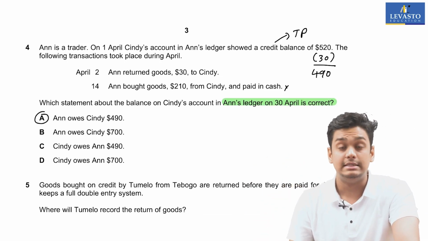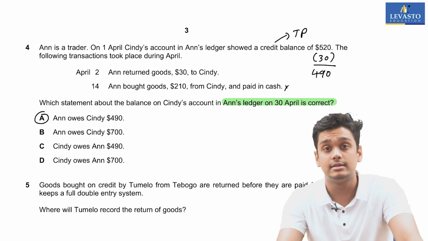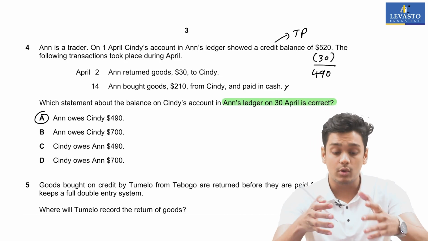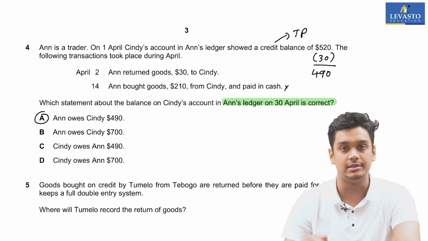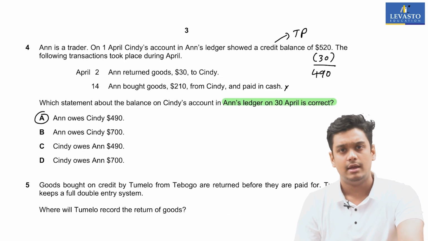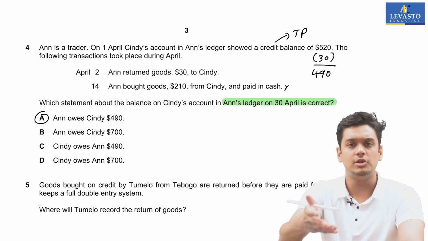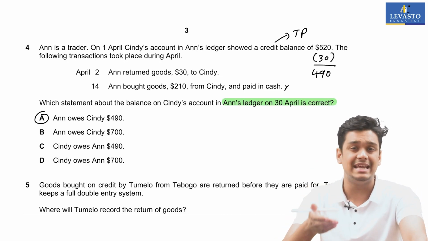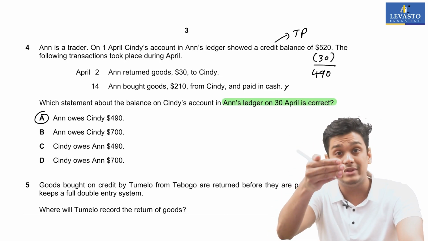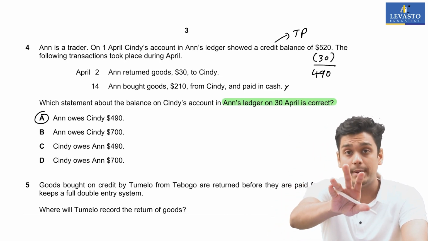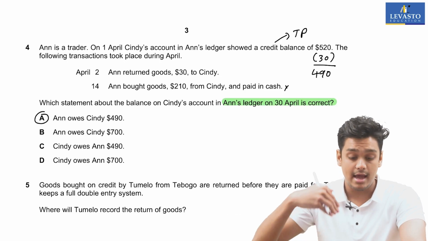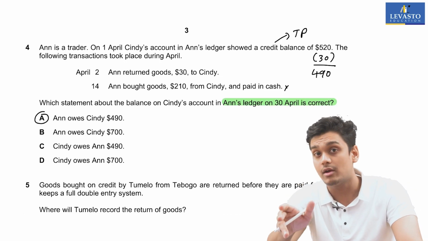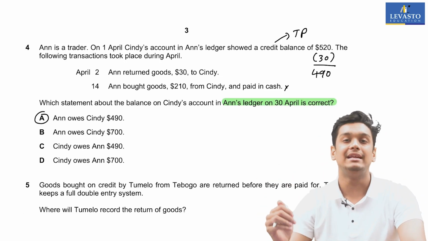Just because they give this additional transaction saying 210 paid in cash doesn't mean you have to involve it. If you take that into consideration, definitely your answer is wrong. Now, not only an MCQ question, this could be question number 1 or 2 in your paper 2. In that they would give a couple of balances, they would ask you to prepare a T account. In that T account, they will give you these adjustments. They might ask you to prepare Cindy's T account. And they are giving you transactions such as bought from Cindy for cash. Do you have to record them? No. If you do, it's completely wrong.